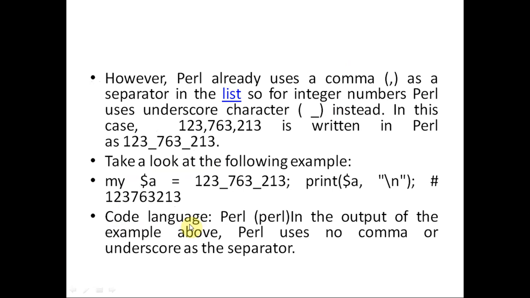Okay. So these are things you can do, and Perl already uses the comma as a separator in the list. So for integer numbers, Perl uses the underscore character also. See how you are writing 123 comma 763 comma 2, and this is the same as 123 underscore 763 underscore 2. They both are the same, and it will give the same output.